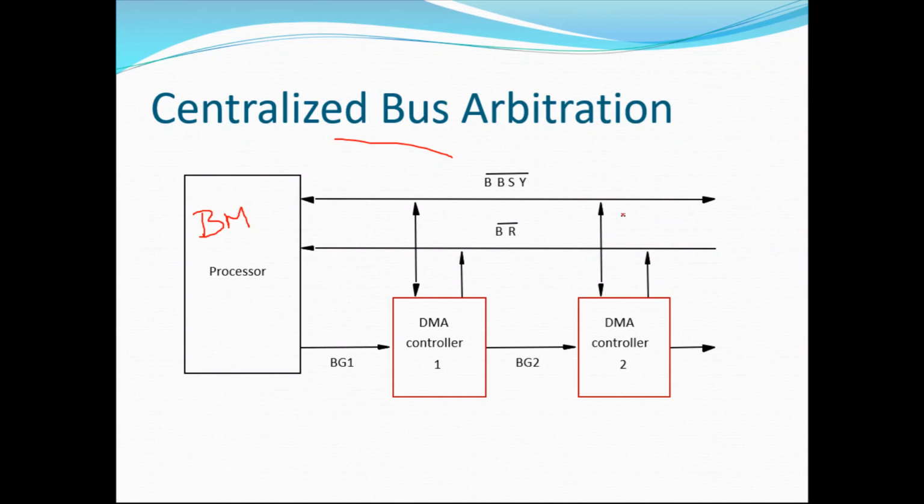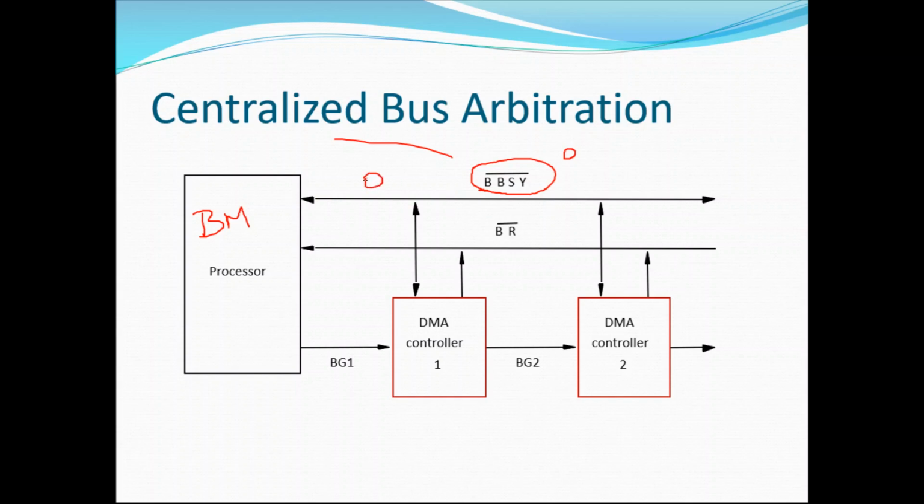Okay, right. So you can see the top line is called the bus busy line. This is an active low signal. Active low means if it is 0, then it is active. If it is 1, it is not active. Low means 0. So when it is low, it is active. This first line, the top line, is the bus busy line.